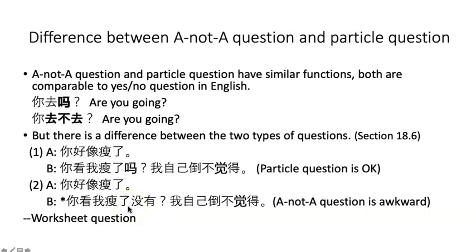Why is that? Please refer to the reading section 18.6 for the answer. After you review that section and find out the answer to the difference of these pairs of conversational exchanges, particularly why the second instance using A not A question is awkward, then please respond to the worksheet question.